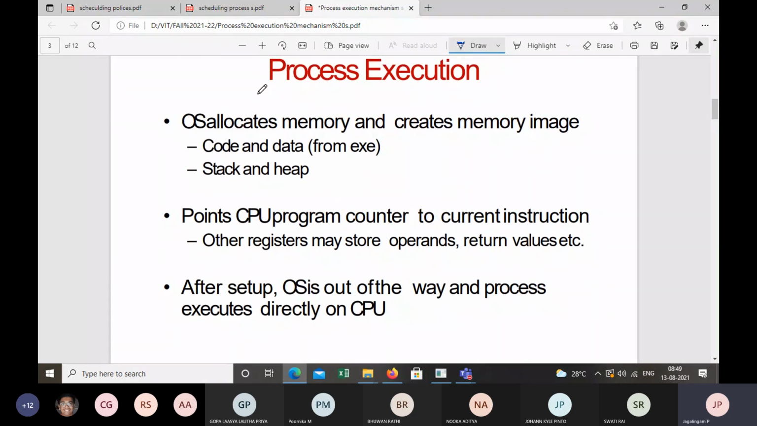When a process is executed, the first thing the operating system does is allocate the memory and create the memory image for each process. The memory image consists of code, data, stack, and heap. And then the operating system will set up the CPU, right? The operating system will set up the PC, data register, and stack pointer. Then after the operating system sets up the memory image and the CPU, the operating system is just out of the way. Now the process directly executes on the CPU, right?